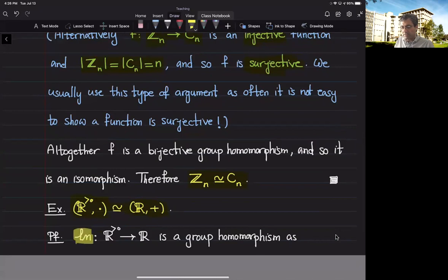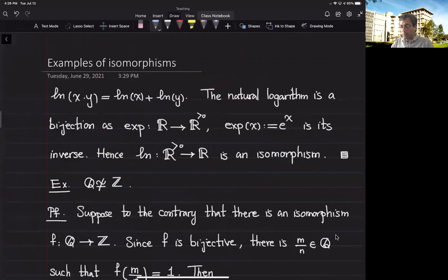So the natural logarithm map from positive real numbers to real numbers is a well-defined function, and we've checked that it is a group homomorphism. It's a group homomorphism because the natural log of xy is the natural log of x plus the natural log of y. You've seen this in calculus. And therefore, it's a group homomorphism.